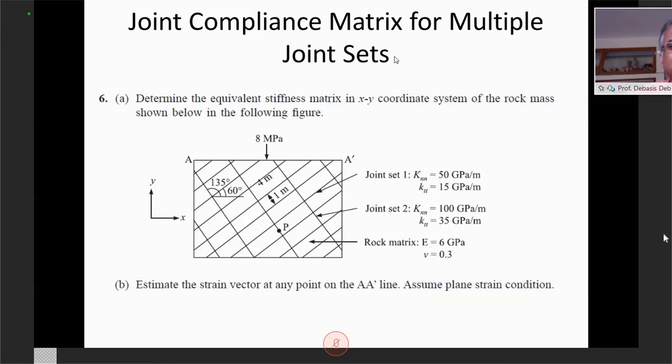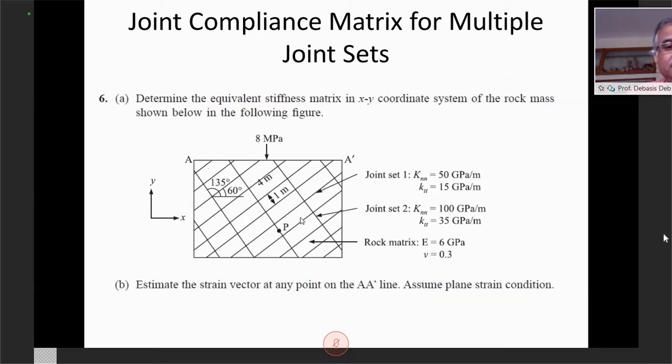The first question is, there are two sets of joints here. One at 60 degree, one at 135 degree. XY, global XY is given. The first is determine the equivalent stiffness matrix. That means DM. You have to calculate the DM for joint sets 1 and joint sets 2.